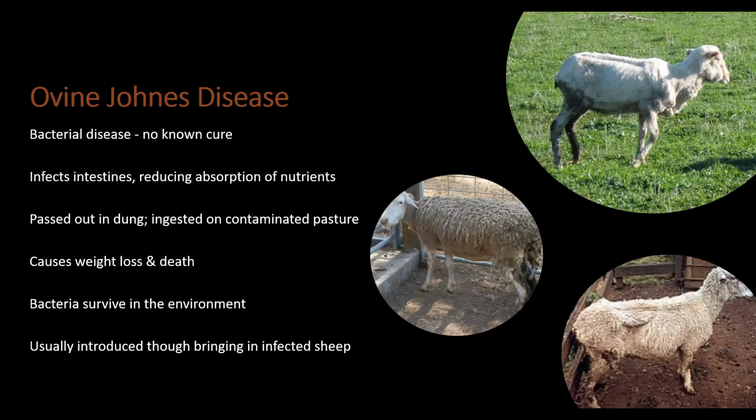Once we start to get significant contamination on farm, we see animals picking the infection up younger and picking up much higher levels of infection, which means their condition and the rate of weight loss will increase. The bacteria survives for a couple of years in the environment, and it is usually introduced to properties through purchasing infected sheep. It can be largely prevented through the use of a single vaccination program with good adherence.